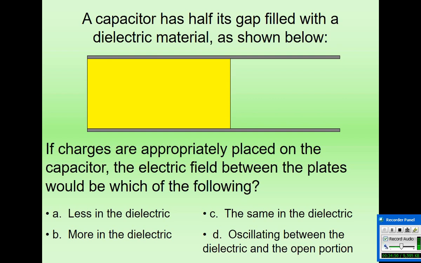Or, and this is kind of a nonsense answer I made up, will the charges be oscillating back and forth such that the electric field is stronger in the dielectric, and then later weaker, and then stronger? This last one is nonsense, because the assumption is that we have a static situation. The charges are not moving. If the charges are not moving, then the electric field is going to be constant. Now, it might not be uniform. We might have a weaker electric field in the dielectric. We might have a stronger electric field in the dielectric. And that's for you to figure out.